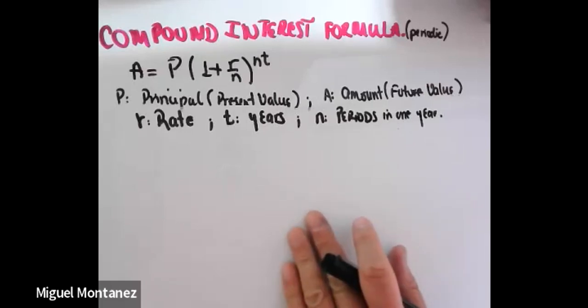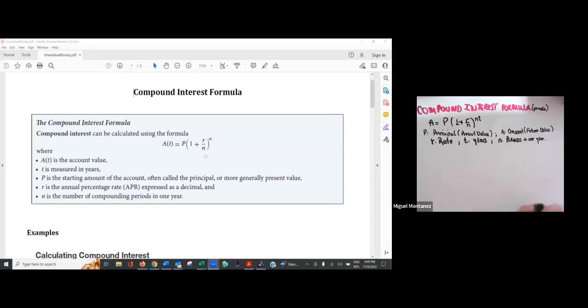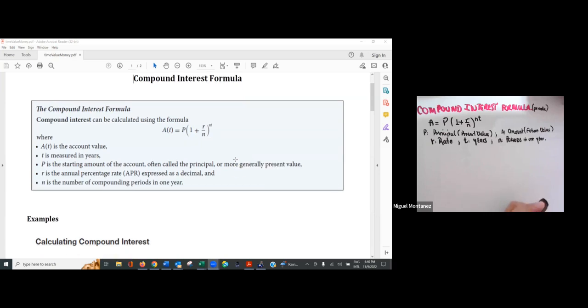So let's go ahead and do a couple of examples. Let me just share the screen, and let's try these examples. By the way, this is just a quick summary of what the formula is.